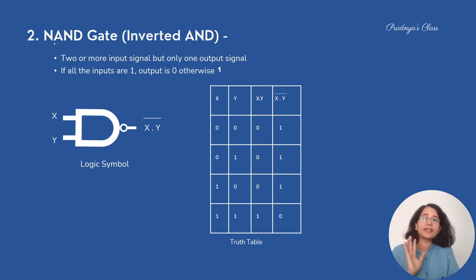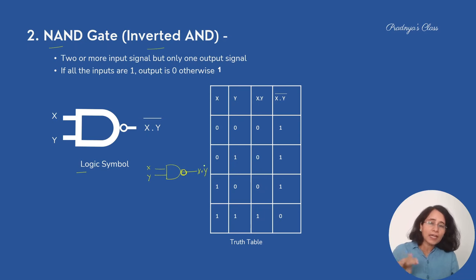The second derived gate is the NAND gate, that is inverted AND. It takes two or more inputs and produces a single output. This is the logic symbol of the NAND gate. As the NAND gate is derived from the AND gate, you know the logic symbol of the AND gate looks like a letter D. Now what is the variation here? It is the inverse of AND, means you need to add a bubble to it. If I am taking the variables X, Y, the AND operation is represented by X dot Y, and the NAND is the negation of AND, so write the bar here.